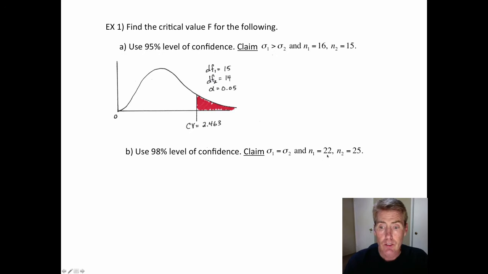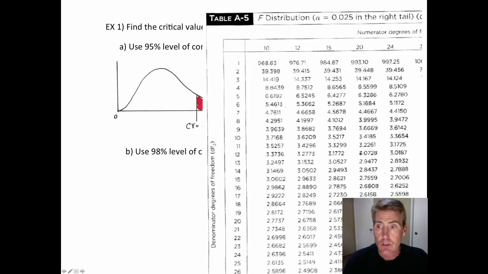Now we also need degrees of freedom number 1 is 21 and this one's 24. Also keep in mind with these tables, as always, if they don't have what you want, find whatever's closest. So across the top we're looking for 21, on the side we're looking for 24. So for 21, the best they have is 20, and then go down the side, and you'll see right here they have 24 exactly.